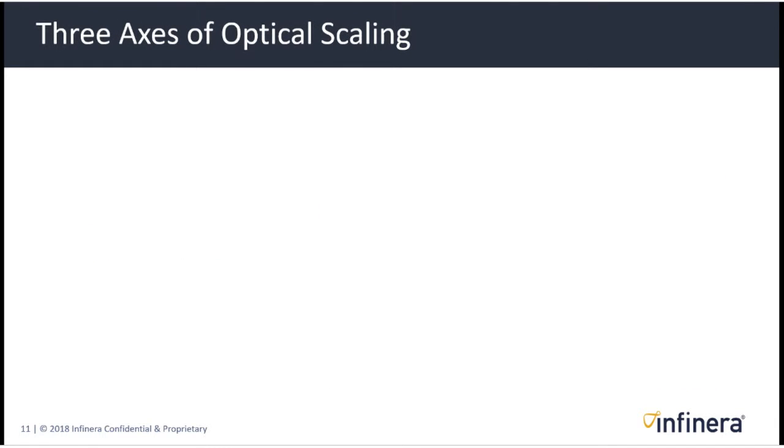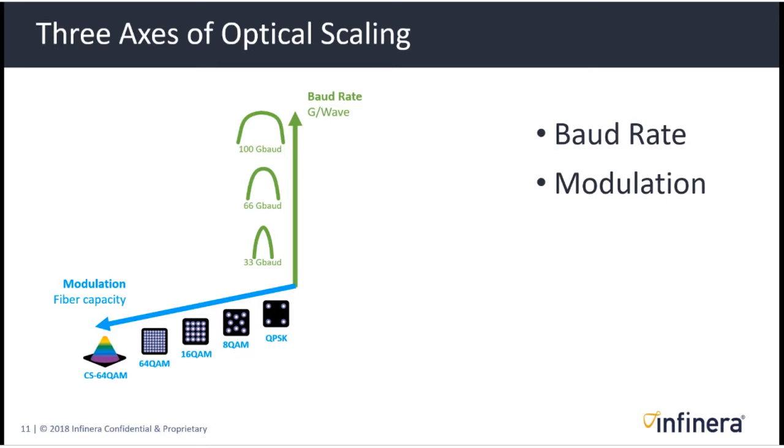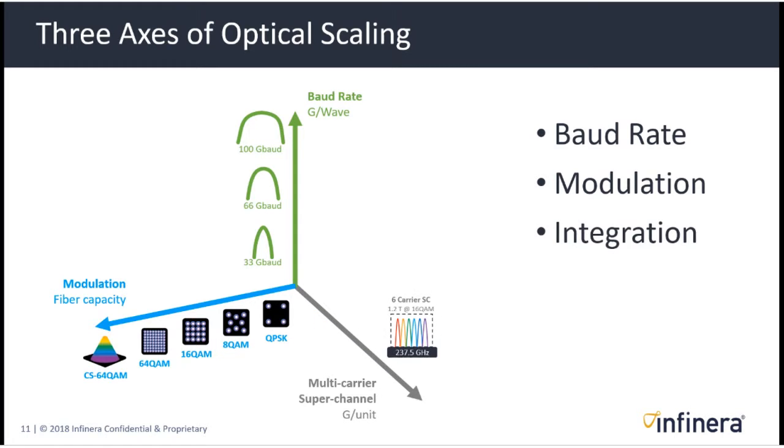The optical industry has found 3 different axes of optical scaling. We can scale baud rate, increasing from today's 33 gigabaud to 66 gigabaud and then onwards to 100 gigabaud. We can scale modulation order. Today, QPSK is probably the most common modulation type, but modern implementations provide 8 QAM, 16 QAM, and in future very high order modulations that include a technique called constellation shaping to squeeze out every last fraction of a dB from the fiber. And finally, we can scale the integration level.